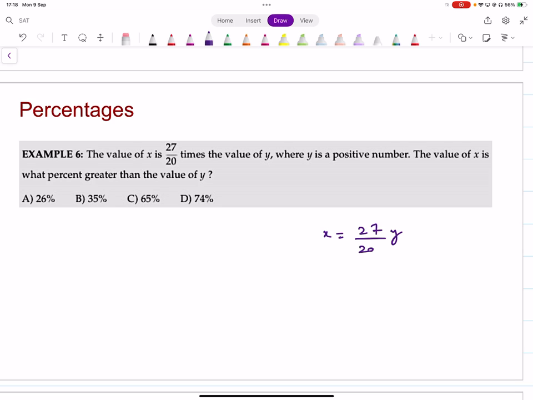What's this number in decimals? Just put that on a calculator. 27 over 20, what do you get? 1.35. What does that tell you? It's 35% greater than Y. X is 35% greater than Y. Okay? So it should be B. All right?